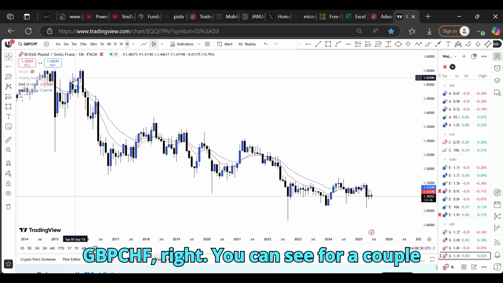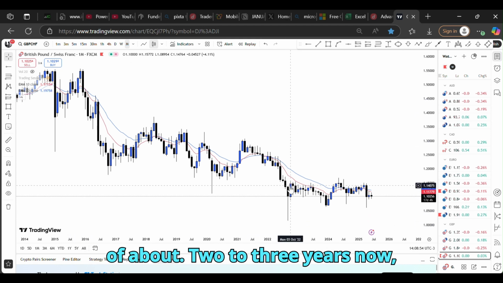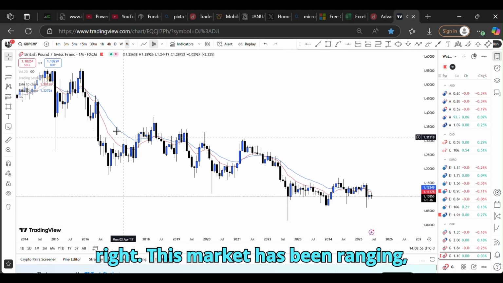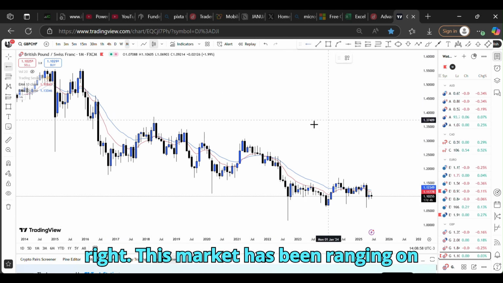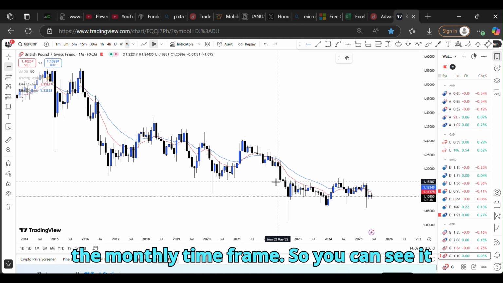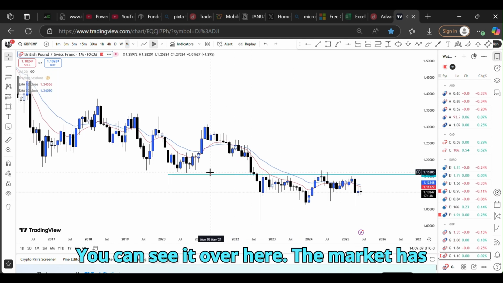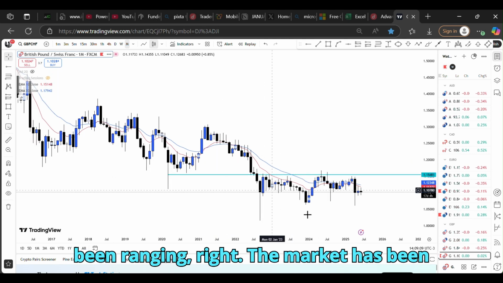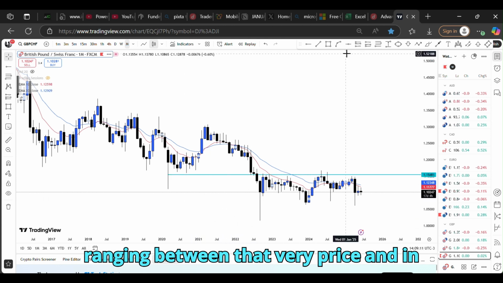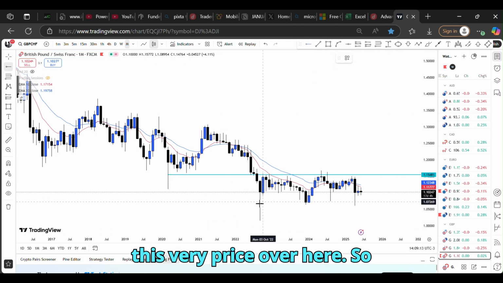this is GBP CHF, guys. You can see for about 2 to 3 years now, this market has been ranging on the monthly time frame. You can see it with the support and resistance zone. The market has been ranging between that very price and this very price over here.